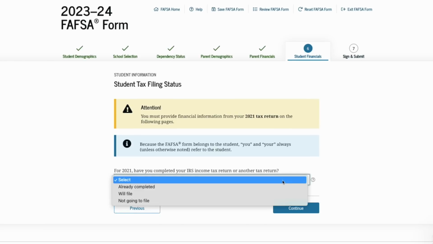Similarly, you're going to answer whether you have completed a tax return or not. Many students don't earn enough money to complete a tax return, but they might have earned some money in 2021. In this case, you choose not going to file.